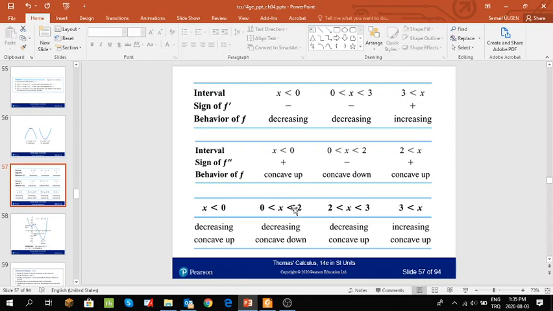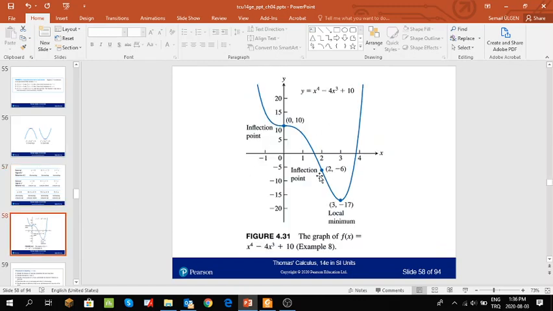Between 0 and 2, we just look in here, it is decreasing and concave down, we write it down. Between 2 and 3, it is decreasing, however concave up, we write it down. Whenever x is bigger than 3, it is increasing and concave up, we write it here. So this part is the summary of the picture, and we look in here to get this graph. Look at this graph, okay?